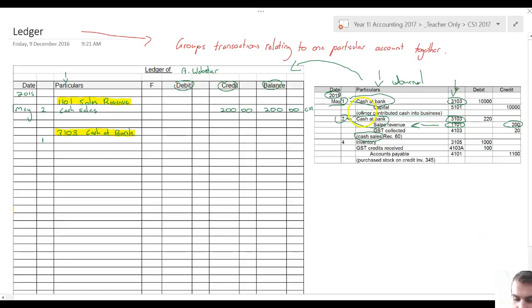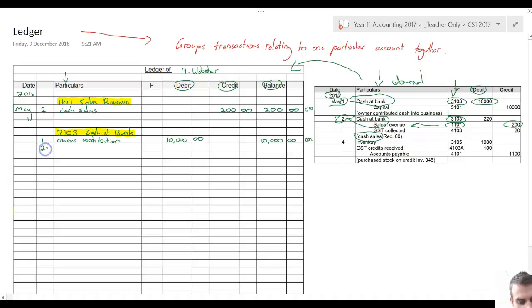In particulars, that's where we look at our narration. Owner contributed cash, so I'm just going to put owner contribution, and the amount is $10,000 debit. So I'm going to match this up down here to $10,000 in that first column. My balance, therefore, is $10,000 DR. The next one, you can see 3103 occurs again on May the 2nd.